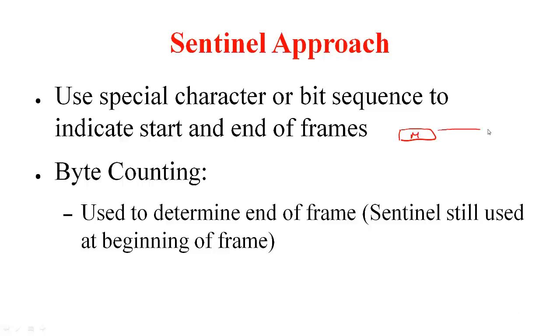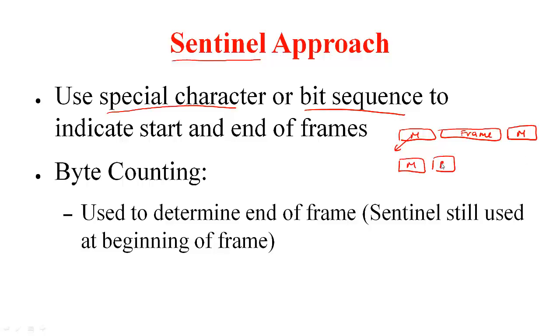So you could use a marker at the beginning and end of your frame to show that this is the beginning and end of the frame. So this marker approach is called a sentinel approach at the data link layer. And this marker is either a special character or a bit sequence. So at times, instead of using an end of frame marker, you use a byte count. So you do something like this. So this byte count specifies the length of the frame. So after the marker, you interpret the byte count and then you count the bytes and then you know that this is the end of the frame.